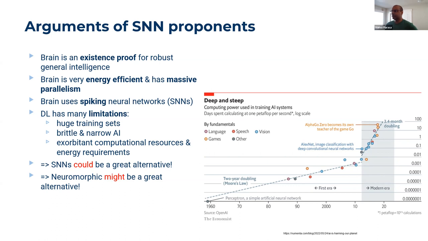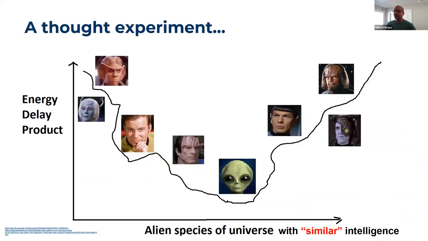They make great points, because we can learn a lot of things from the brain. But there are also opponents. Just like spiking neural networks have proponents, there are also skeptics. A simple thought experiment to motivate the skeptics: basically, list all the alien species of our universe with similar intelligence on the x-axis, and on the y-axis the energy delay product, which circuit designers care about. It is basically the energy required to solve a problem multiplied by the time to solve the problem.